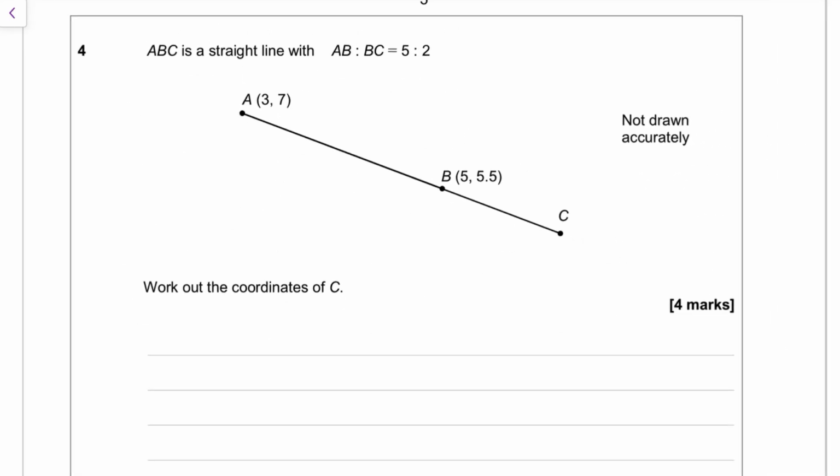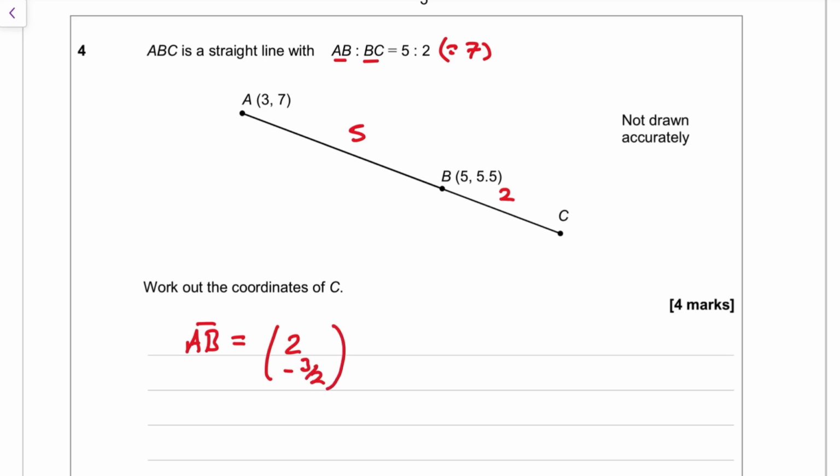Right, what do I have now? ABC is a straight line. So it's one of these ratio lines questions, and it tells me that A to B and B to C is 5 parts, 2 parts, which means there's 7 parts overall. So I'm going to write that down here just in case I need it. Then I'm going to work out the coordinates of C. I'm going to start with AB. So AB is a vector, goes across 3 to 5, which is across 2, and 7 to 5.5 is minus 3 over 2, or minus 1.5.